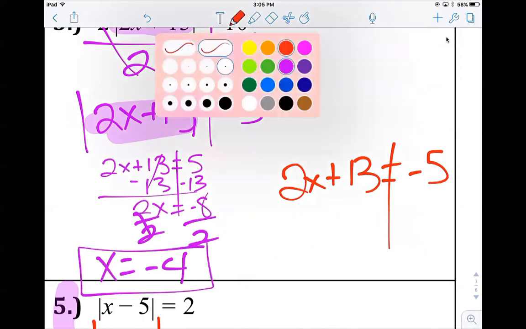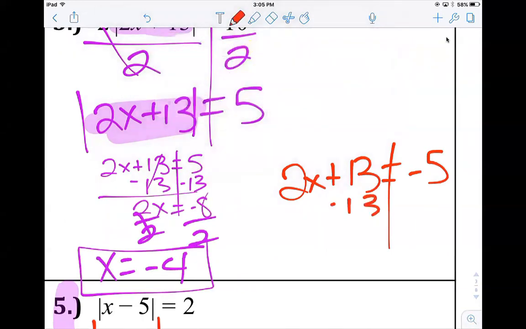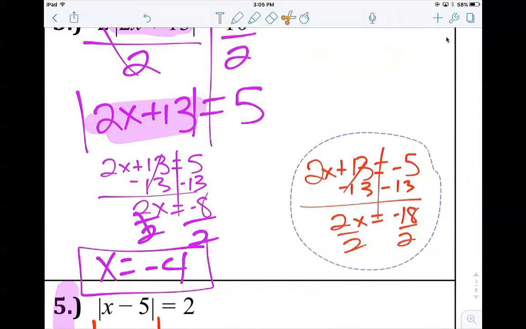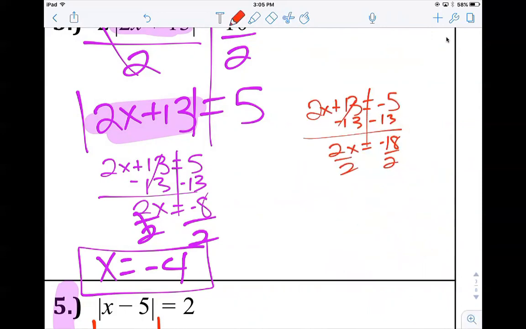On the other side, we're going to do the same thing. We're going to subtract 13. But now we have 2x equals -18. Divide by 2 to get x equals -9. So two answers, -9, -4.